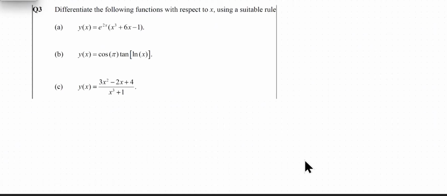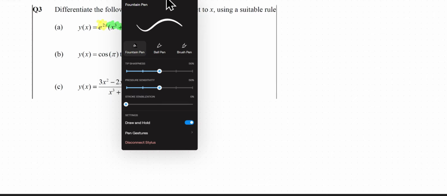Question 3. Differentiate the following function with respect to x using a suitable rule. As you can see, for part A, we have y of x equals a product of e to the power of 2x and x cubed plus 6x minus 1. I can highlight the first part as e to the power of 2x, and the second part is this part. Based on this, we can simply use the product rule.